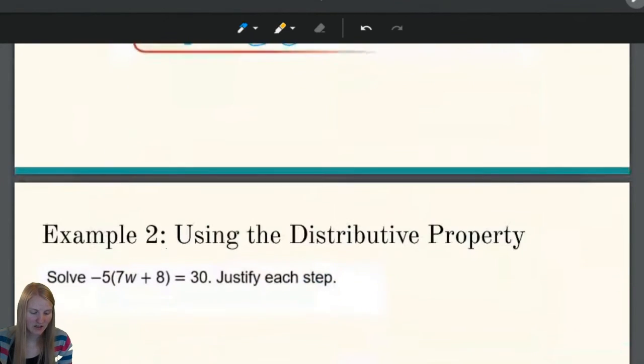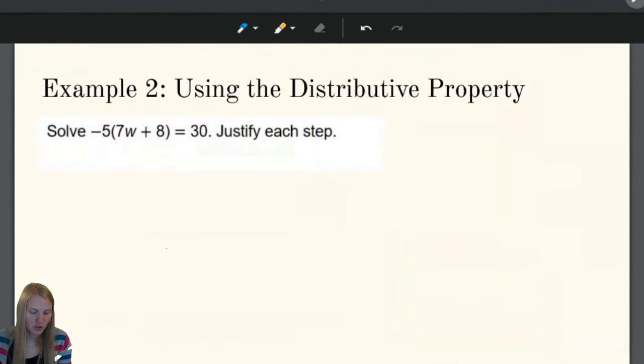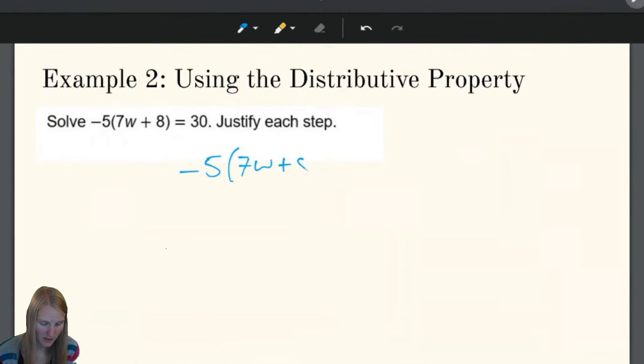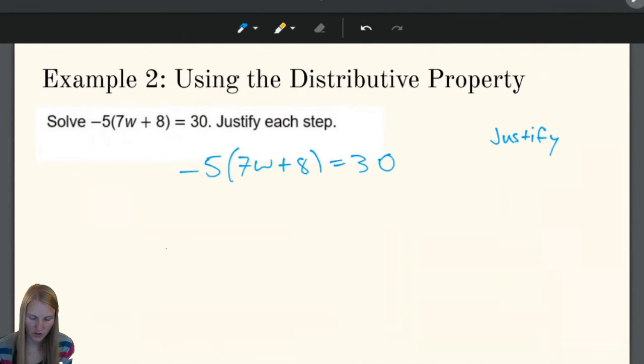So let's see an example of that, using the distributive property. Solve negative 5 times 7w plus 8 equals 30. So we'll solve over here and we'll justify over here. So this is what we are given. You always start with your given.